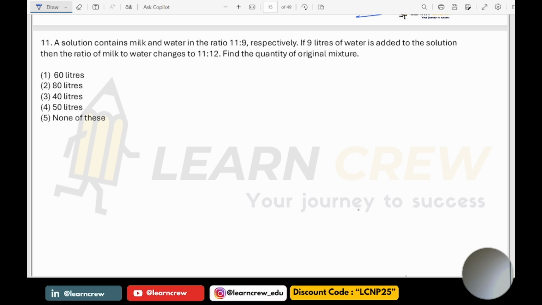So 11x by 20 divided by 9x by 20 plus 9 is equal to 11 by 12, given. If you simplify this, what am I going to get? I am going to get 33x is 1980, thereby x is equal to 60 liters. So answer is 60.